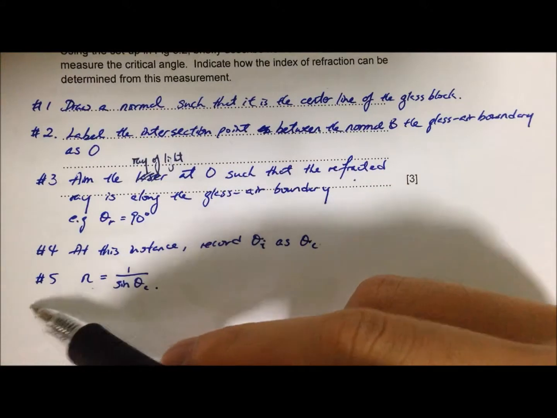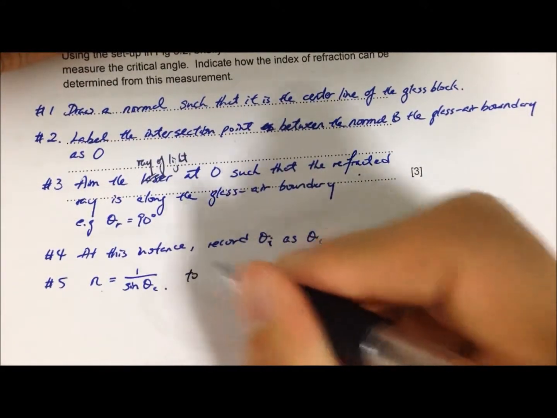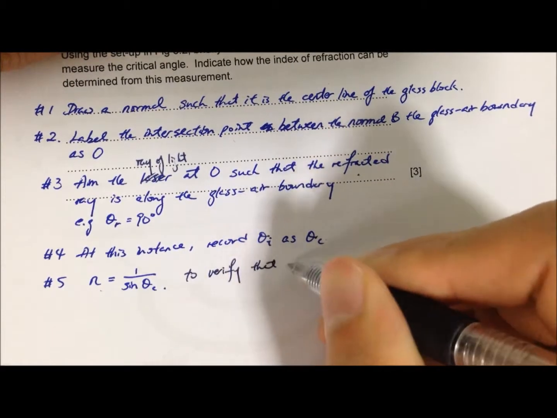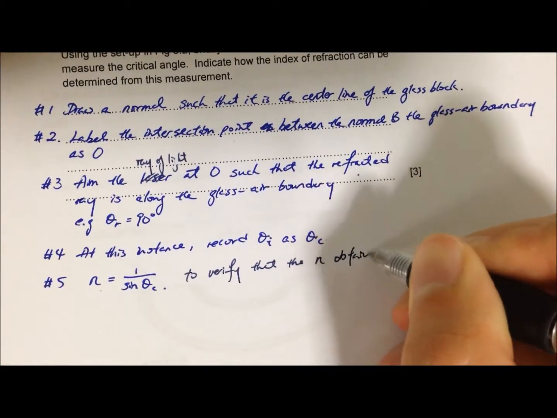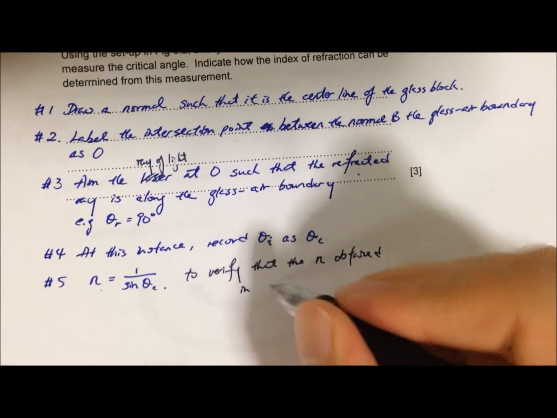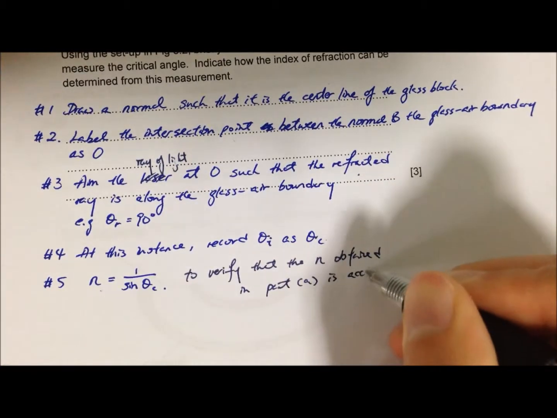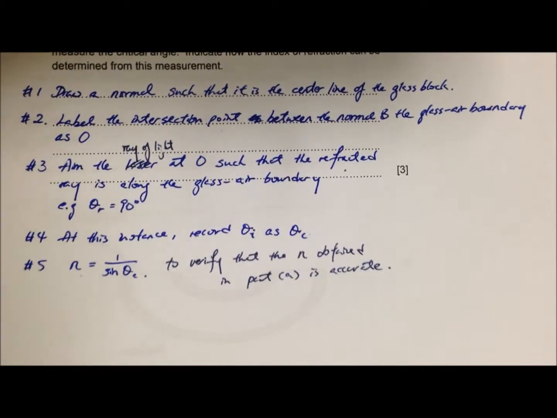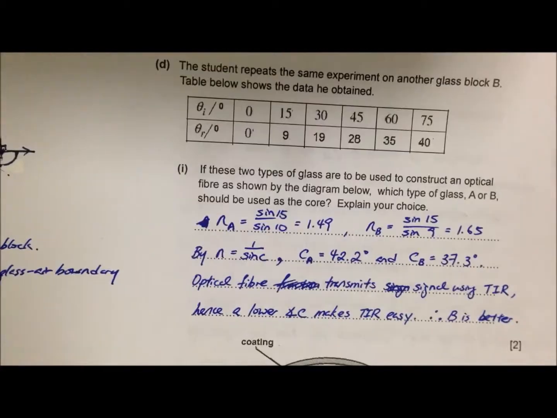So you should have another, the sixth step. Or maybe you just write down, this is to verify that the n obtained in part A is accurate. Okay, and you get a full mark. Okay, let's look at part D.